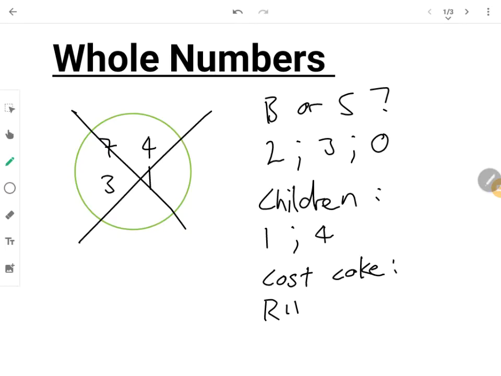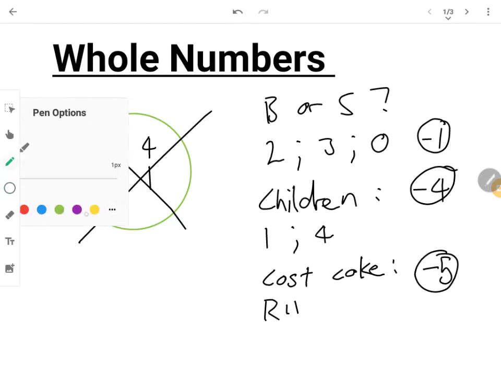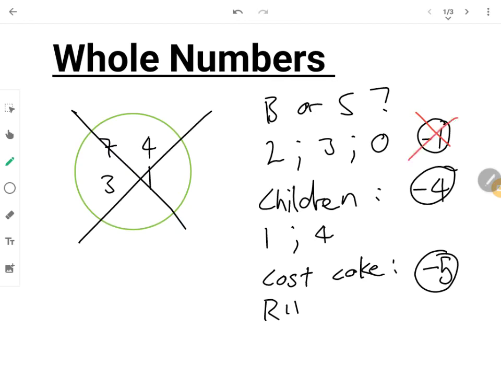All right. So for any of these, for how many brothers or sisters you have, you won't have -1 brothers or sisters. Okay, so -1 won't work. That's not a whole number. How many children does your parents have? You also can't say they have -4 children. That's not a whole number that's going to work. Also, you're not going to buy a Coke for -5 rand, for example. So these ones are not whole numbers. So whole numbers are not negative numbers.